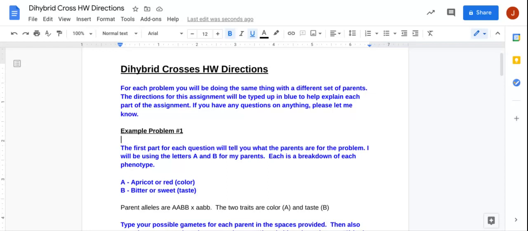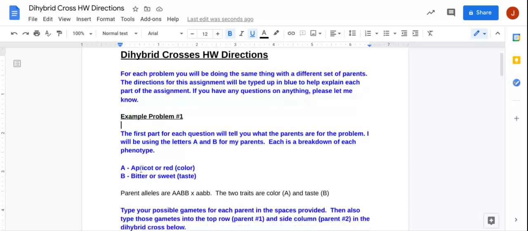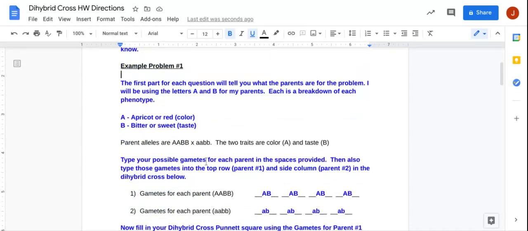So example problem 1. The first part of each question is going to tell you what the parents are for that problem. For this example, I'm going to use the letters A and B. And here's the breakdown of the phenotype. So I just made this up. A is going to stand for apricot color, and then the recessive is red. And then B is going to stand for bitter taste, and sweet is the recessive taste. So I'm going to pretend that these are fruit.